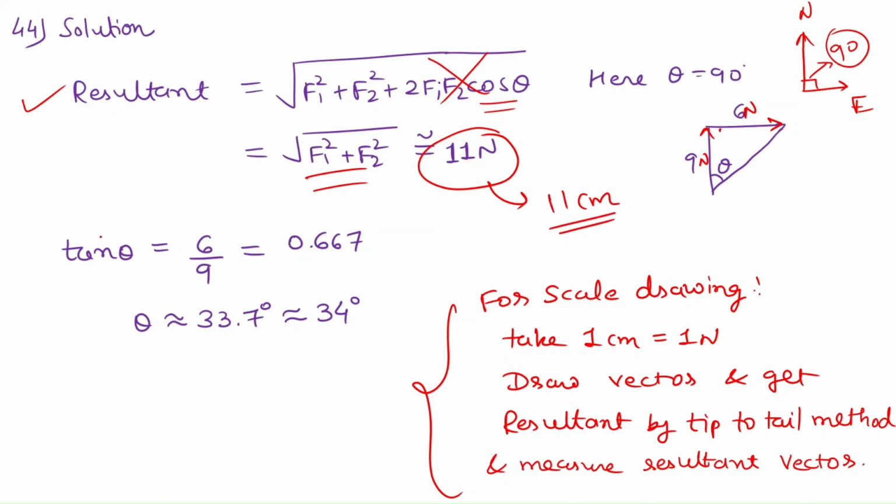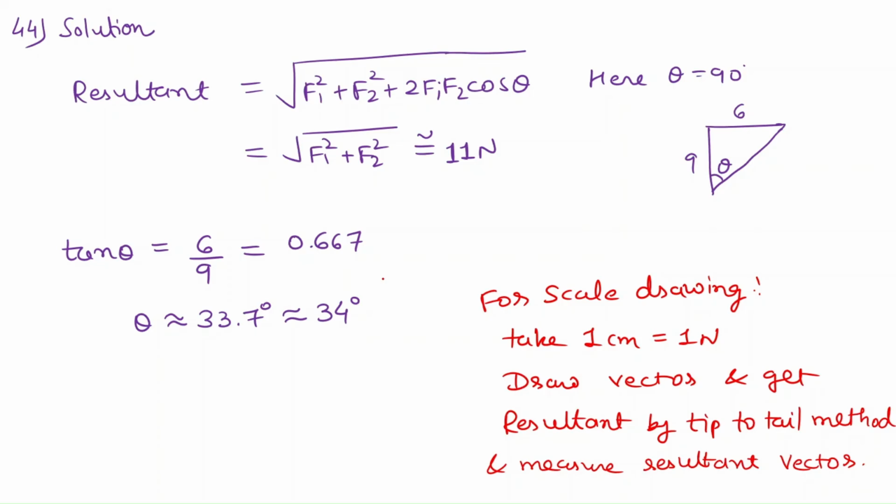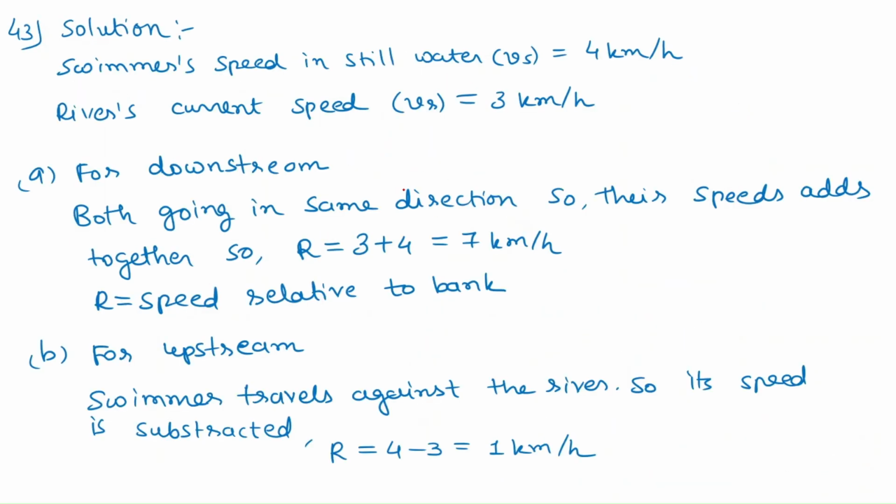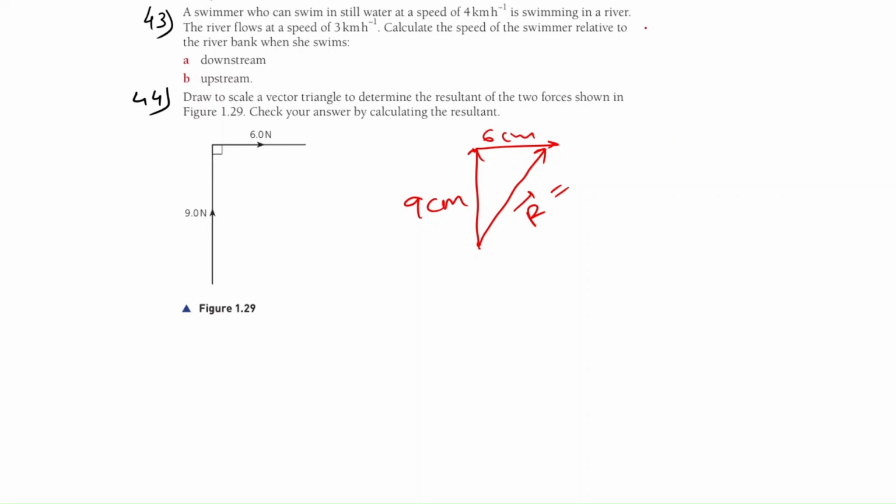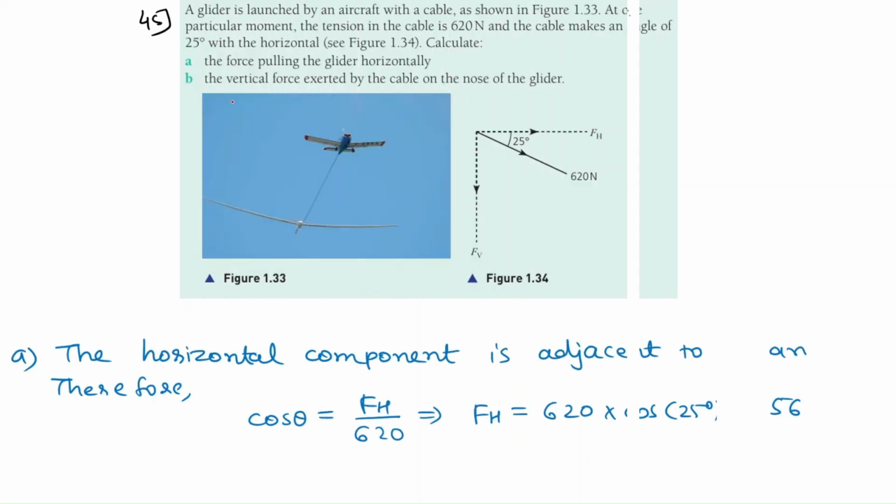Now for the direction, you can also measure by the protractor. And by the calculation, we got a result of 34 degrees. So do it at home by the scale drawing and compare with this calculated answer. That is all about question number 43 and 44. Now we go on to question number 45.